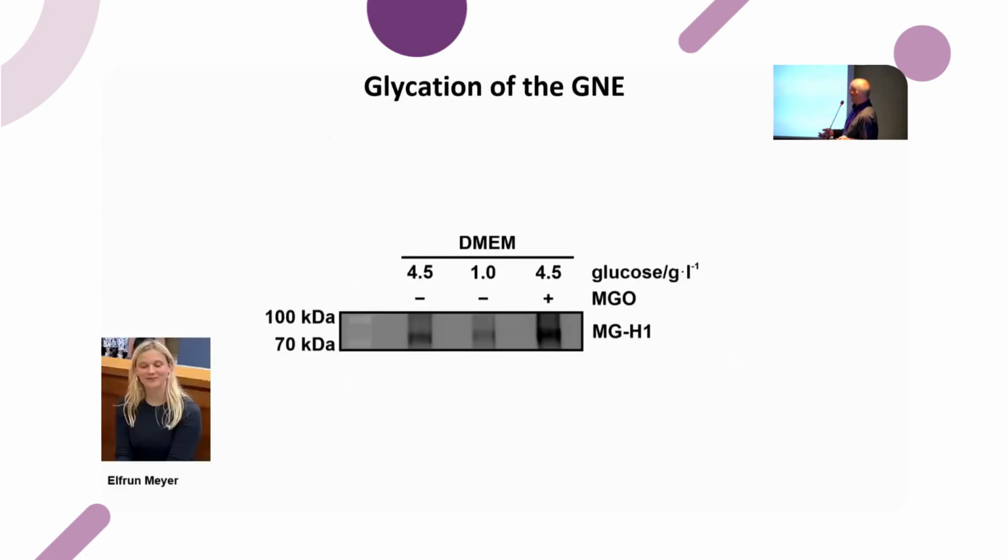So what we are interested in then, of course, is whether GNE is glycated or not glycated, and this experiment was done by Elfun. She's sitting in the picture, which was taken in Ottawa. But the question was now, do we have glycated GNE in normal cell culture? Normal cell culture means high glucose. Normal cell culture medium has 4.5 gram glucose per liter, which is 25 millimolar, which is pretty high. And you see that we really have glycated GNE after immunoprecipitation.